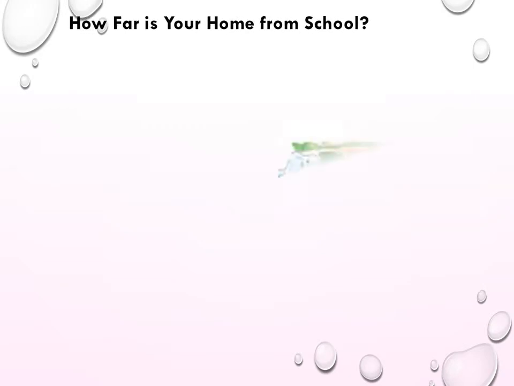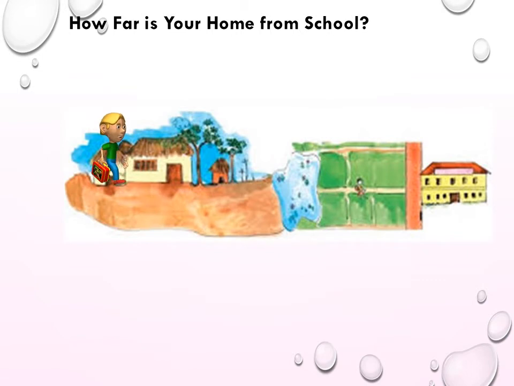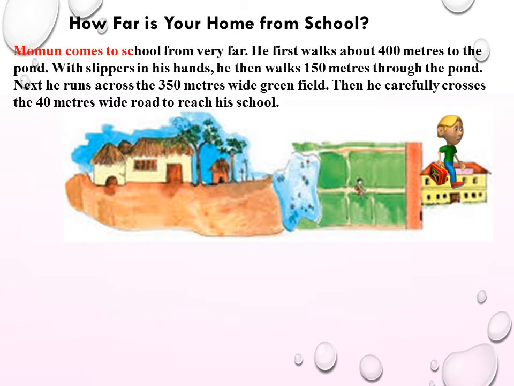How far is your home from school? Mumun comes to school from very far. He first walks about 400 meters to the pond. With slippers in his hands, he then walks 150 meters through the pond. Next, he runs across the 350 meters wide green field. Then, he carefully crosses the 40 meters wide road to reach his school.